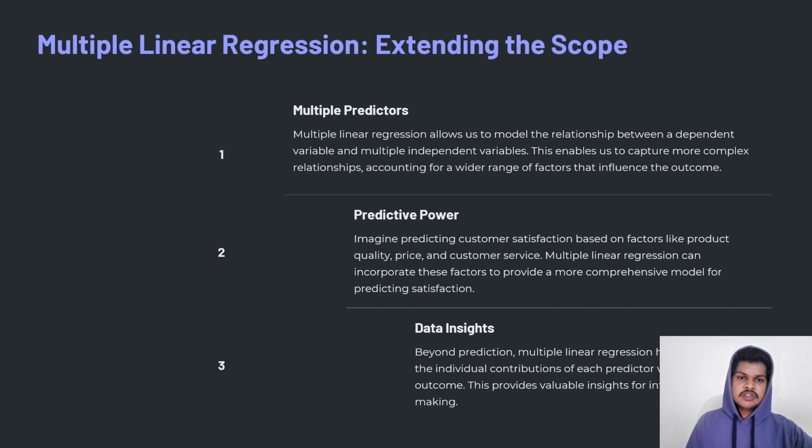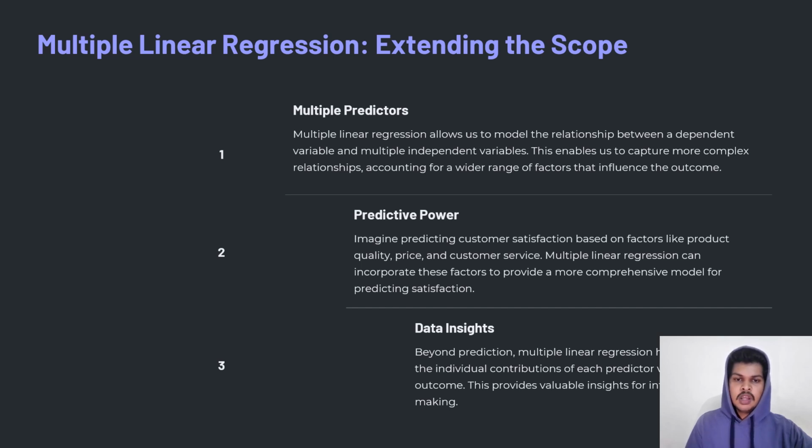Multiple linear regression. Multiple predictors. Multiple linear regression allows us to model the relationship between a dependent variable and multiple independent variables. This enables us to capture more complex relationships, accounting for a wider range of factors that influence the outcomes.